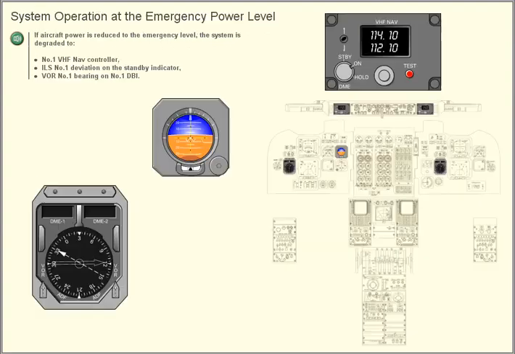Marker System Failure. There is no indication given for the loss of the marker system. System operation at the emergency power level. If aircraft power is reduced to the emergency level, the system is degraded to Number 1 VHF Nav Controller, ILS number 1 deviation on the standby indicator, VOR number 1 bearing on number 1 DBI.